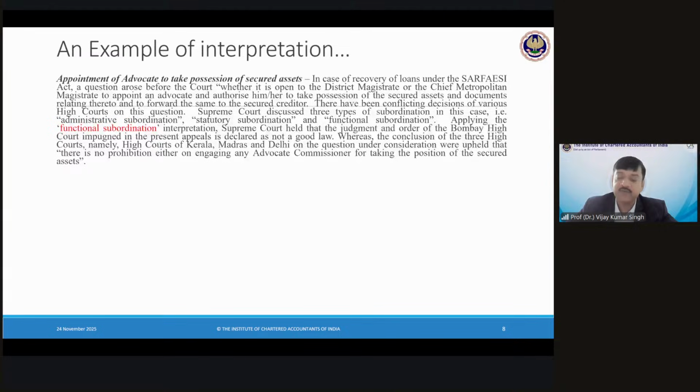Some used to say that, okay, fine, you can appoint an advocate. Some used to say that, okay, no, you cannot appoint the advocate because it is a duty of the CMM and DM to do it himself, and there cannot be an advocate which can be appointed for this position. However, Supreme Court discussed three types of subordination in this case.